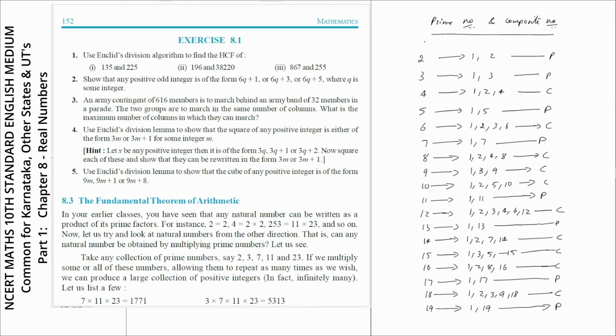What about number 1? So number 1, this is neither composite nor prime. Not a composite number. Why? Because to be a composite number it should have at least three factors. To be a prime number it should have exactly 2 factors, that is 1 and itself. But here for 1 it has only 1 factor, that is 1. So therefore 1 is neither a prime number nor a composite number.